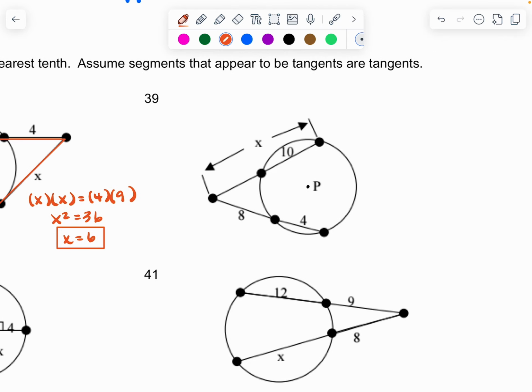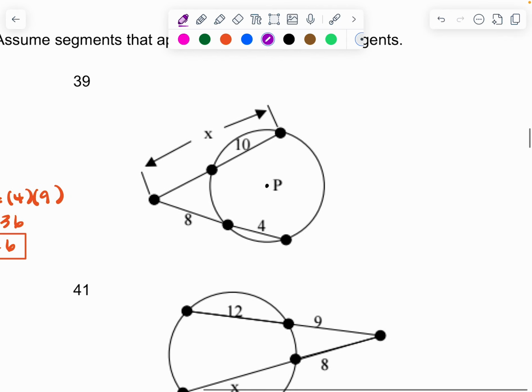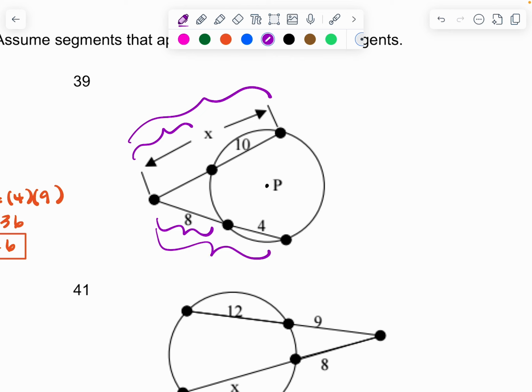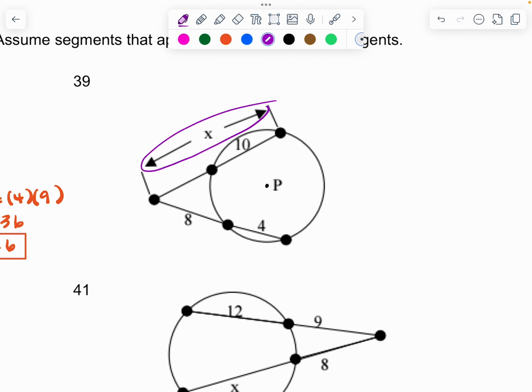This is clearly 2 secants, so we're using the exact same formula we just did on the previous problem. We're going to do outside times whole thing equals outside times whole thing. Now this one's a little bit trickier because they're giving me the whole thing, but they didn't give me an expression for the outside, but they did tell me the inside is 10, which means we will be responsible for recognizing that the outside then must be x minus 10.